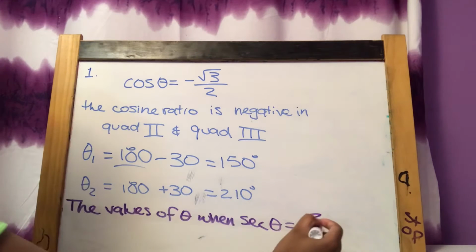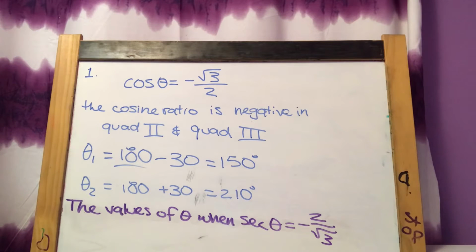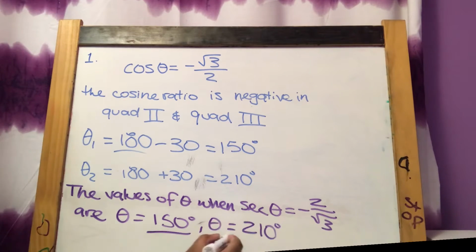Therefore, the values of theta, when secant theta is -2 over square root of 3, would be 150 degrees for theta 1 and then 210 degrees for theta 2. So those would be the two angles of this ratio.